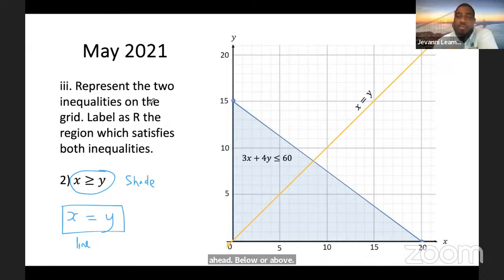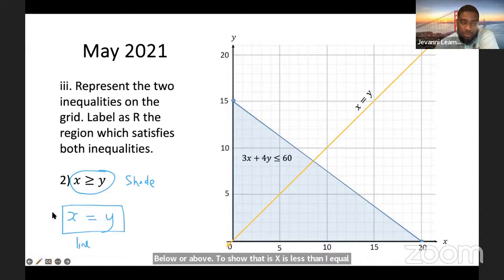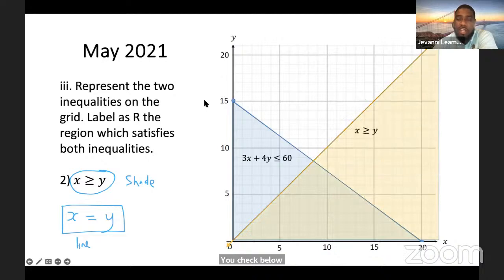Do we shade above the reference line of x equals y, or below, to show that x is less than or equal to y? Below. All right. Does anybody agree or disagree? Remember, you can shade below. All right, shade below. Two persons said below. All right, good. Everybody's saying below. And you can test your points and so on.